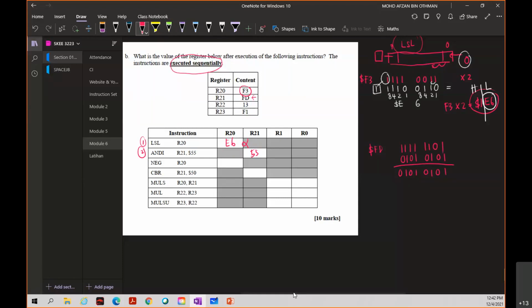Okay, then next we go to instruction number 3: NEG R20. So what does the NEG do? It does the 2's complement. So what is the current R20? E6. Okay, so this is your current R20, E6. How to do a 2's complement? Traverse from left to right. This is E6, traverse from left to right.